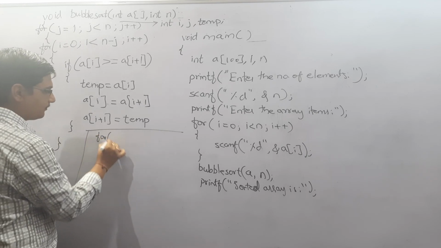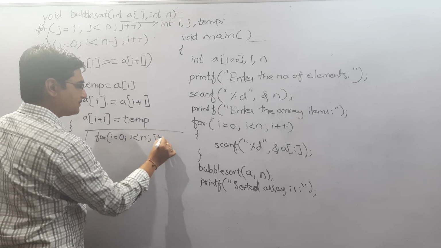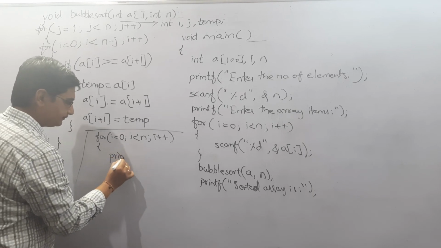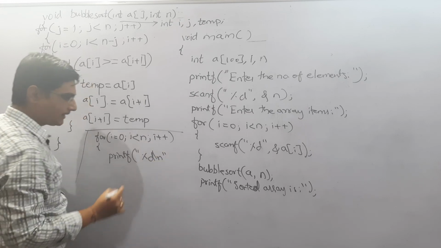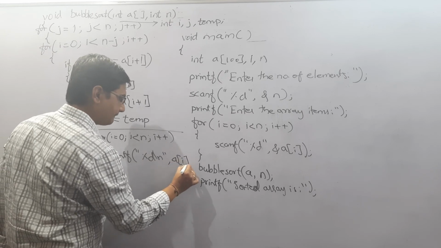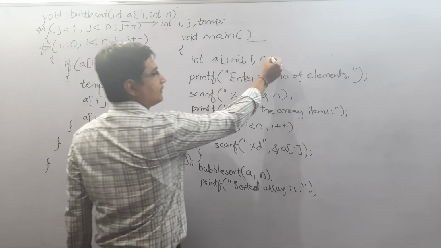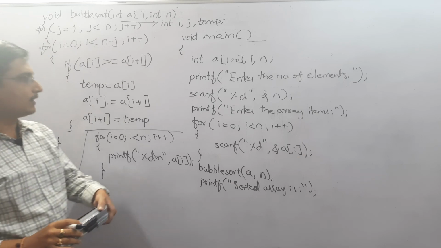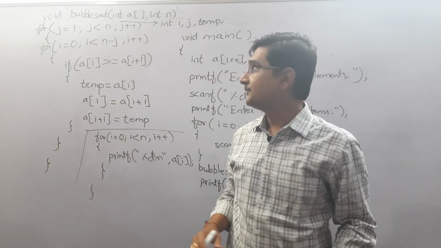Again, for I is equal to 0, I less than n, I plus plus, printf %d. If I want to print one element in one line, then slash n, a of I. That's it. No more variables are used. So this is the complete bubble sort program in C.